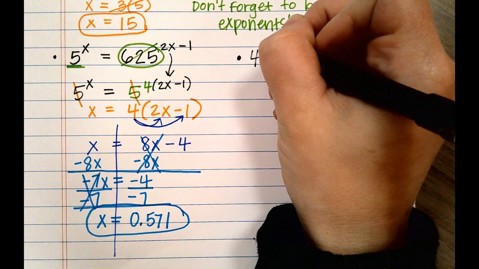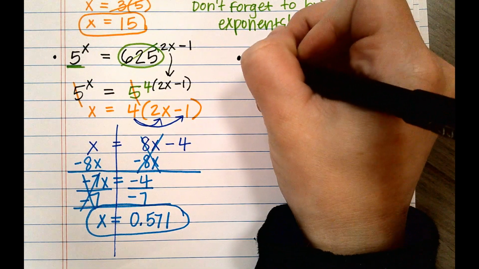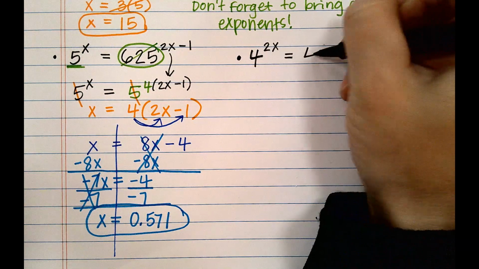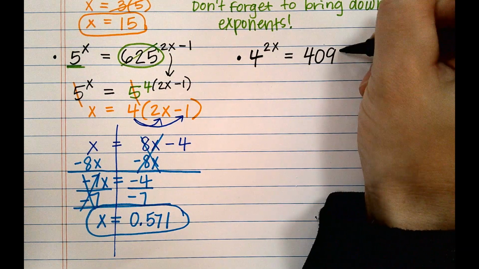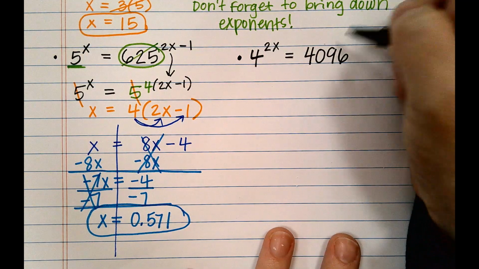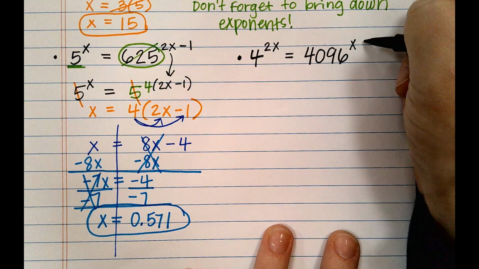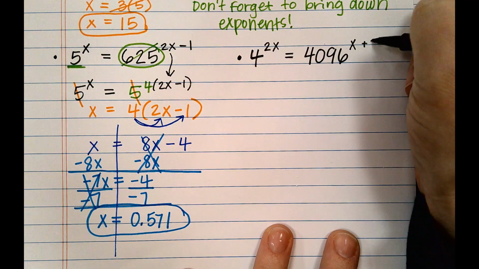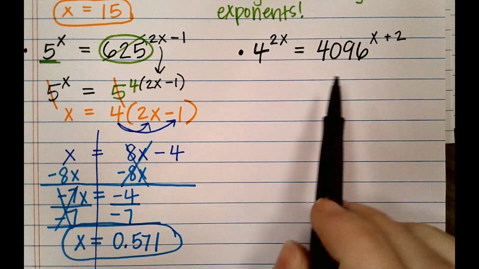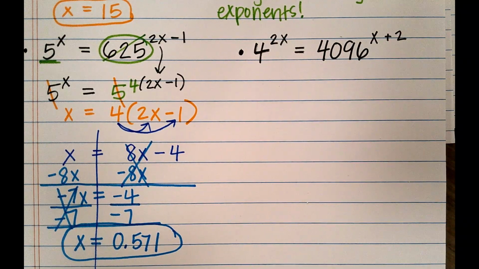So let's do 4 to the 2x power equals 4096, to the, let's go with x plus 2. Okay, so try this one. Pause this, and I'll give you guys a few minutes to try that on your own.